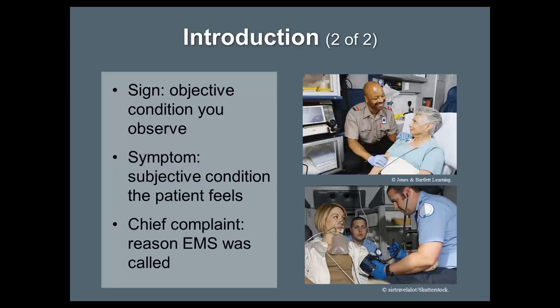And then go to chief complaint: neck and back pain. And what do I see? Well, there's a contusion on the front of the chest. The back has some tenderness. So those are the signs that I'm seeing there.